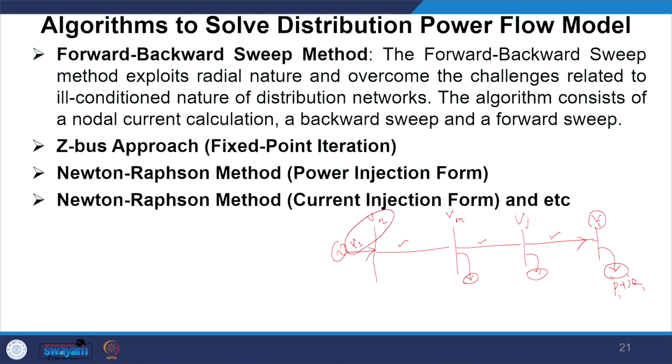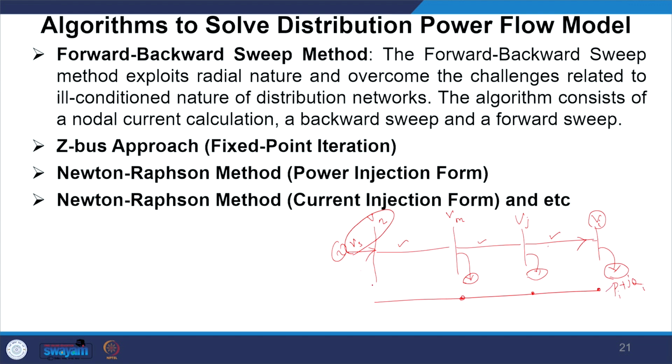So, I moved in one direction from the load point to the source point, and based on the newly calculated voltage and the old currents that are known to me, I can again move from this point to this voltage, to this voltage, to this voltage. Again I will reverse back.